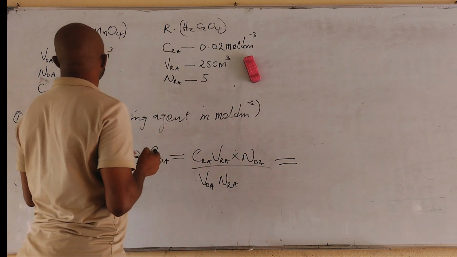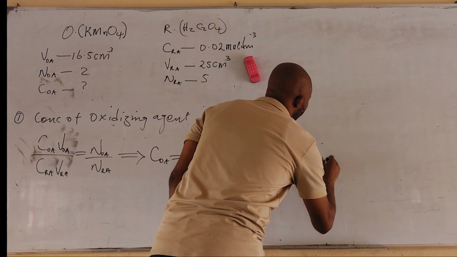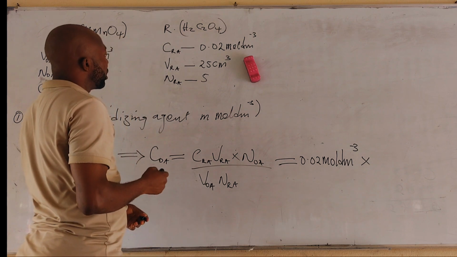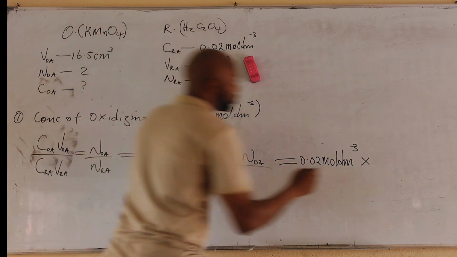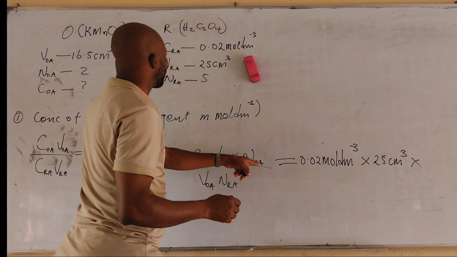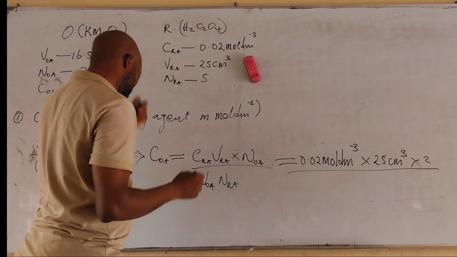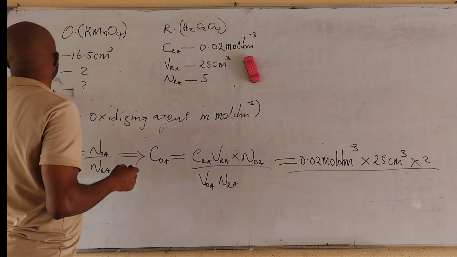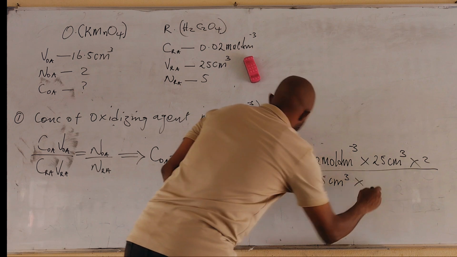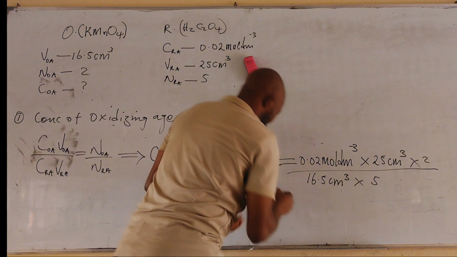This is it. So now let's apply and see what we get. Now, the concentration of the reducing agent is given to be 0.02 mole per dm cube, times volume of reducing agent, VRA, is 25 cm cube, times number of moles of oxidizing agent, NOA, is 2. This is equals to volume of oxidizing agent, VOA, 16.5 cm cube, times number of moles of reducing agent, which is 5.